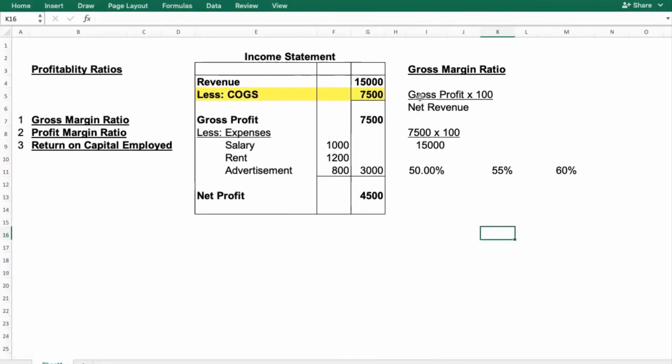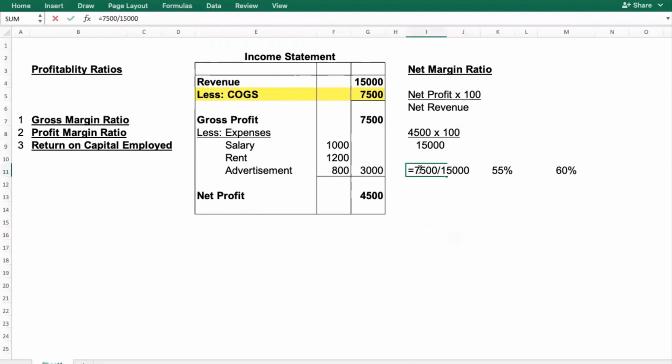Now, the next ratio which we are going to discuss is the net margin ratio. Net margin ratio, and the formula is a little bit changed. In place of gross profit, now I will use net profit. Tell me what is my net profit here in this example, in this income statement? 4,500. 4,500, right? Multiply by 100 divided by net revenue.